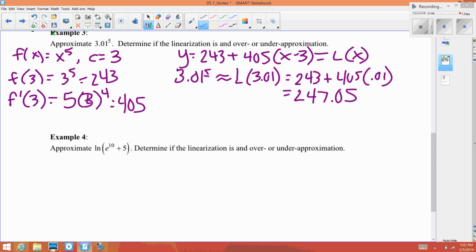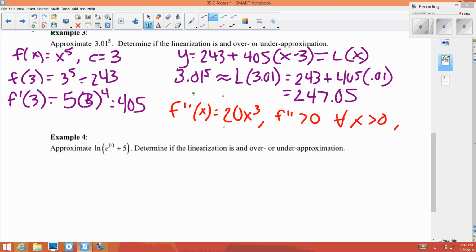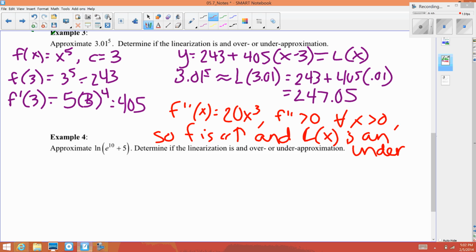Now, here's my justification. F double prime of x. That's 20x cubed. So F double prime is going to be greater than 0 for all x bigger than 0. So F is concave up, and L of x is an under approximation. Okay, there we go.